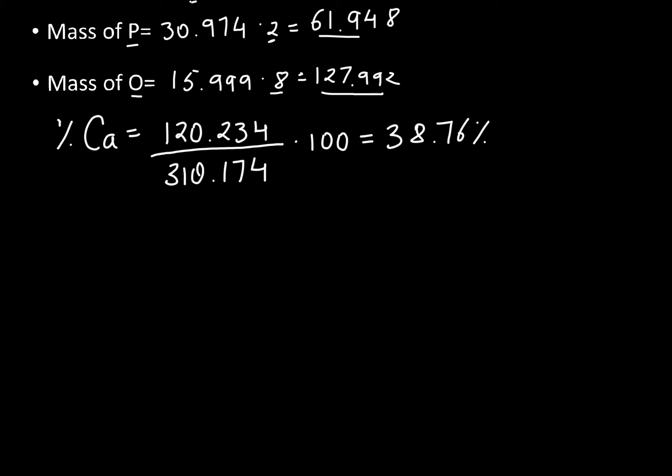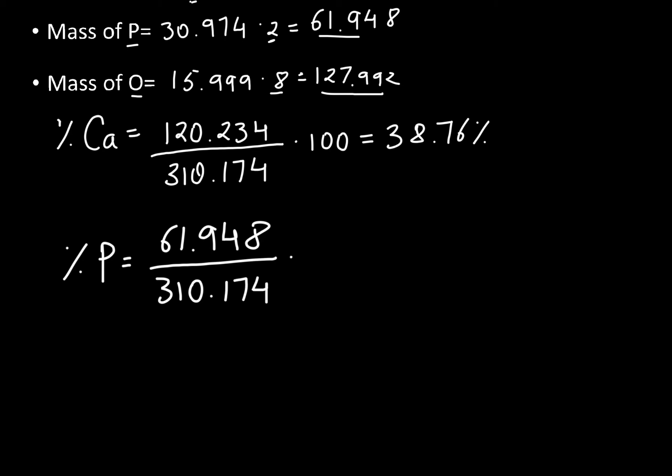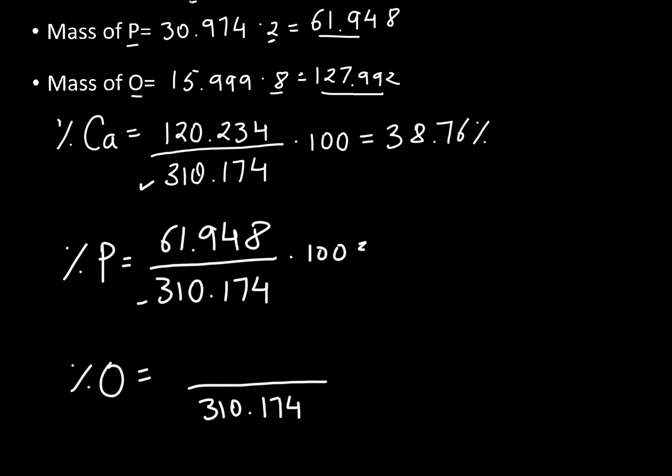Similarly, for phosphorus, you will have percentage phosphorus, which is going to give you 61.948 divided by 310.174 multiplied by 100. I want you to make a note that your denominator is always going to be the same. See, it is the same every time. So when you do the calculations for the percentage of oxygen, your denominator is still going to be 310.174, and your numerator is going to be this number, which will go right there. And because it is a percentage, you multiply by 100.